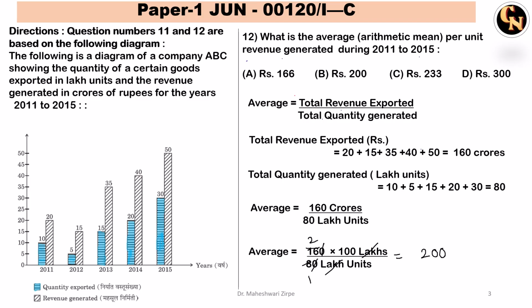What is left is 200 per, because the denominator is unit, so it will be per unit. And this is the answer which they have asked us. See the question, what they asked us: average per unit. So we have got the answer, average per unit, it is 200. So your correct answer is option B. Option B is the correct option, that is 200 per unit. Now next question.